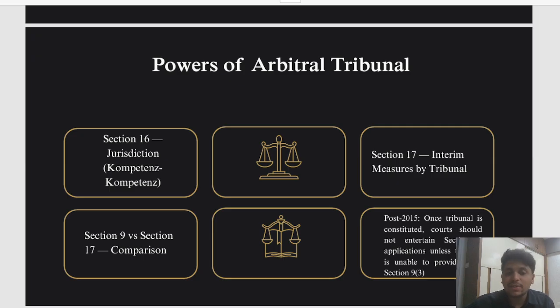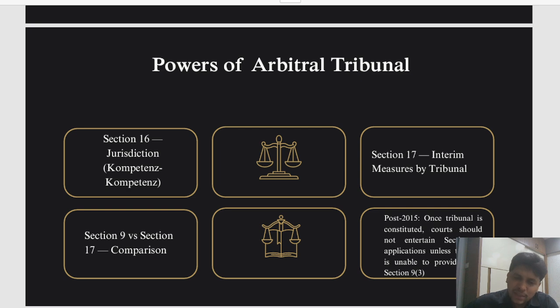Another important provision is the section 9 versus section 17 comparison. Section 17 is specifically with respect to interim measures by the tribunal. On the other hand, section 9 of the Arbitration Act talks about interim reliefs by the courts. For example, when a dispute arises between the parties, it will take certain time to appoint the respective arbitrator, maybe jointly or by following section 11. In such cases, there are chances that the subject matter of the dispute might be hampered. In such cases, the parties have the right to go for interim reliefs.